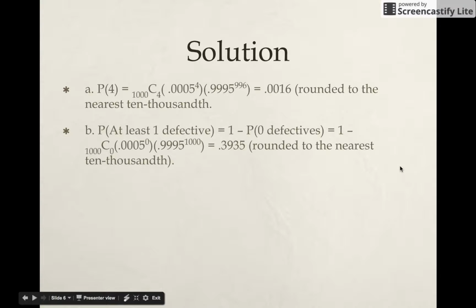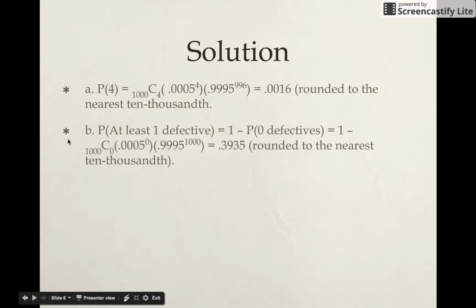On part B, we want the probability of at least 1 defective. Well, at least 1 defective means 1 defective, 2 defectives, 3 defectives, and so on. The only case that we're not counting is the possibility of no defectives. So we can apply 1 minus the probability of no defectives, which will give us all of those other probabilities.